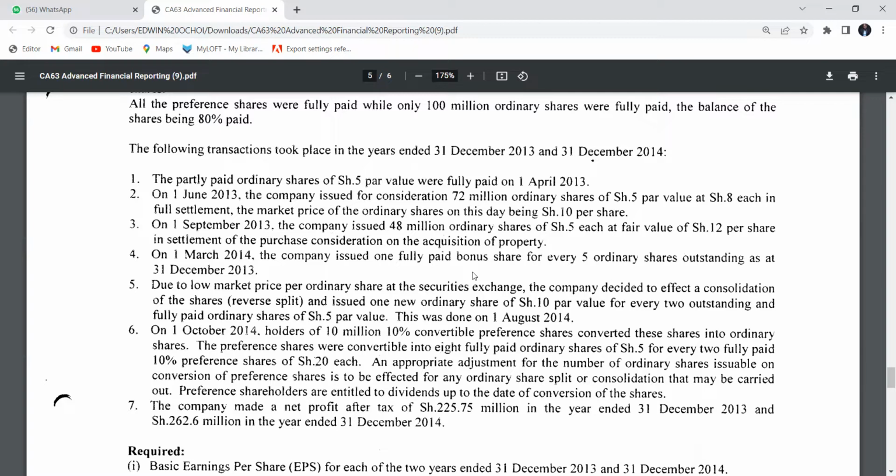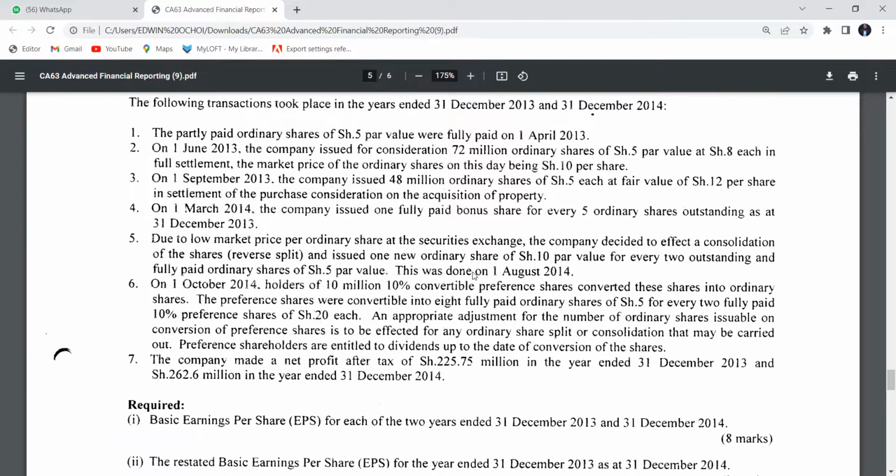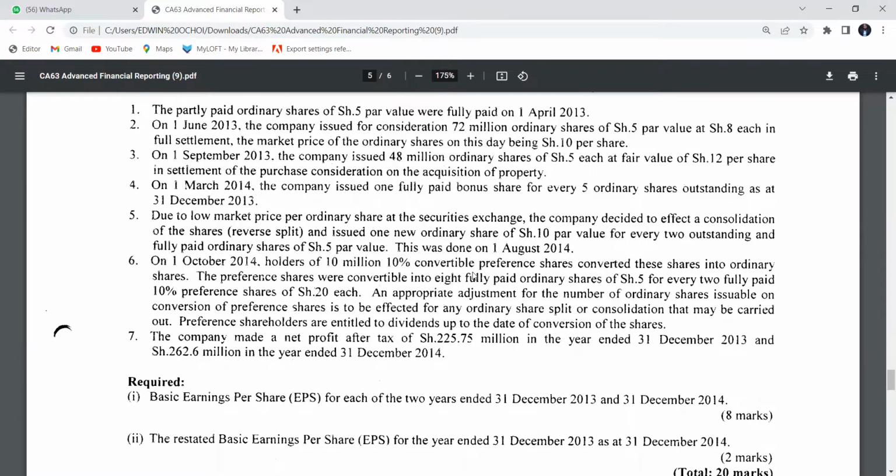The company made a net profit after tax of 225.75 million in the year ended 31st December 2013, and shillings 262.6 million in the year ended 31st December 2014. They need basic earnings per share for the 2 years, 2014 and 2013, and the restated basic earnings per share.